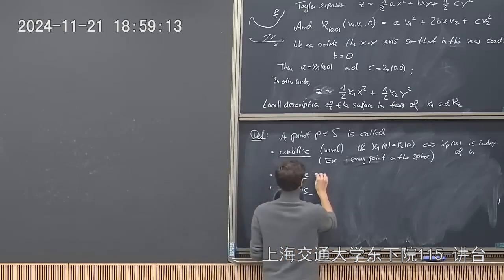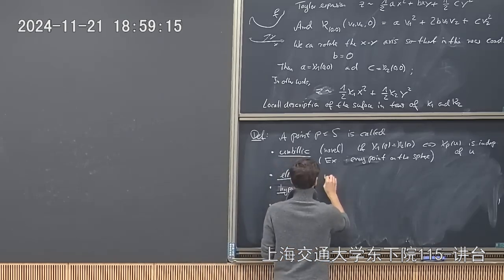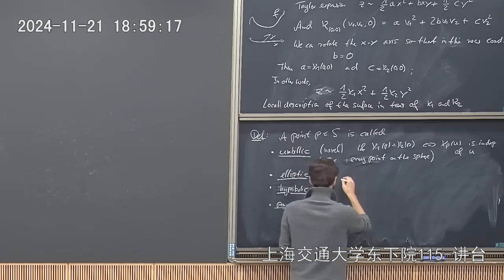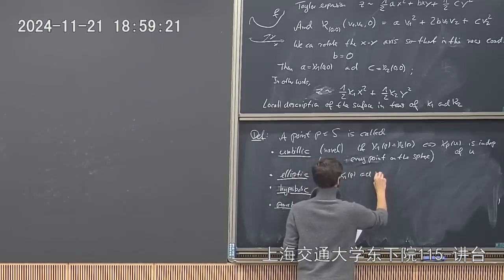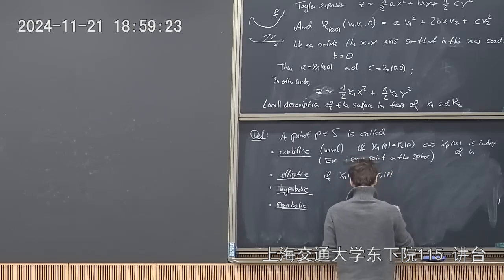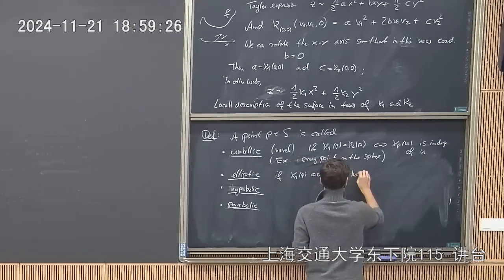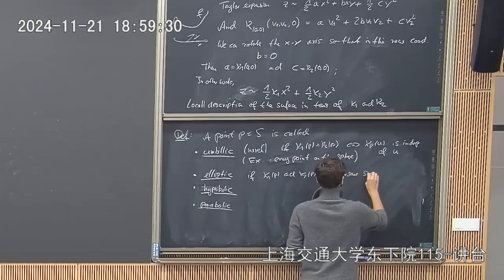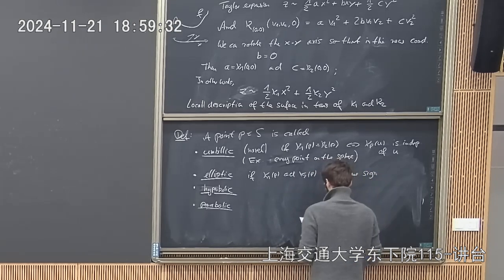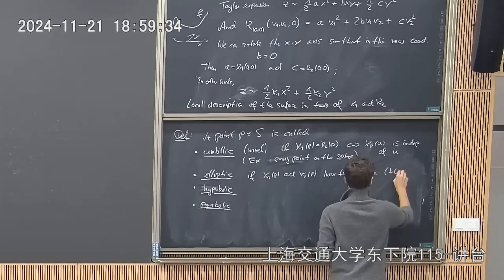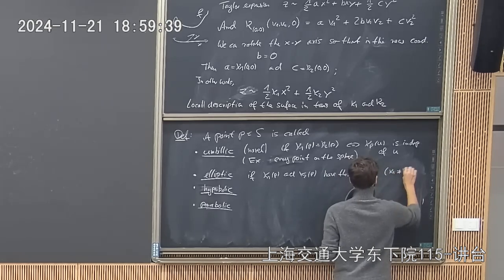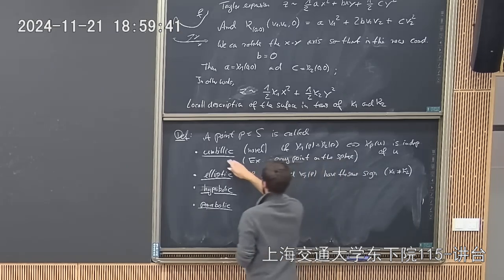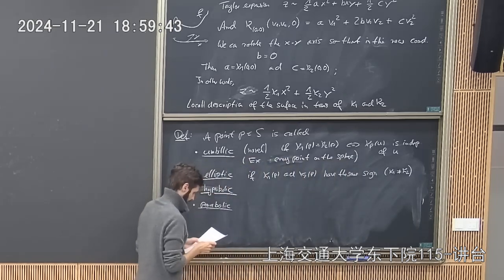And this one, where kappa 1 of P and kappa 2 of P have the same sign, but are not equal to each other, because otherwise you end up in the umbilic case.